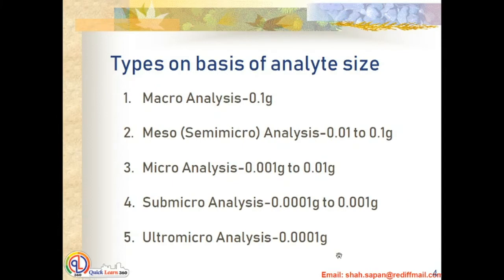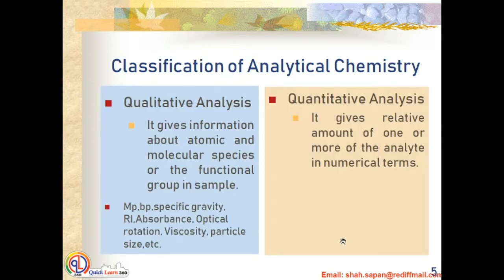Now, this analytical chemistry can be classified on the basis of size, like macroanalysis, mesoanalysis, also called semi-microanalysis, microanalysis, sub-microanalysis, and ultra-microanalysis when the sample size is less than 0.0001 gram. You can also classify analytical chemistry as qualitative analysis or quantitative analysis.